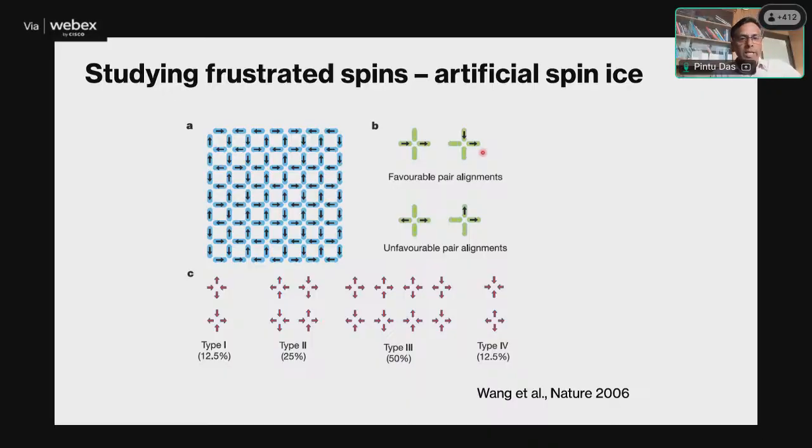For artificial spin ice, again, if you create this kind of structure, let's say a square lattice, where these are all individual nanomagnets, then you can also calculate the energetics. This is two in, two out. You see that this is the vertex, right? So this is in, this is in, and these two are out. This is two in, two out. This is also two in, two out.